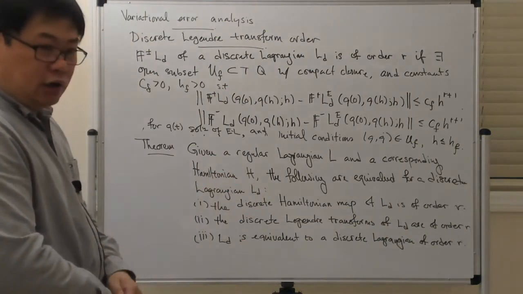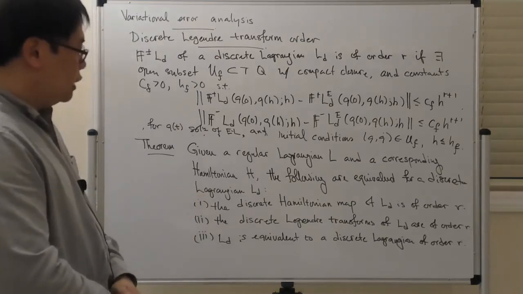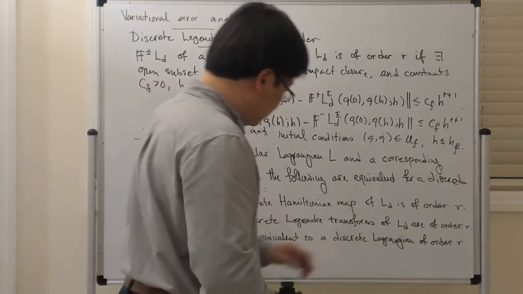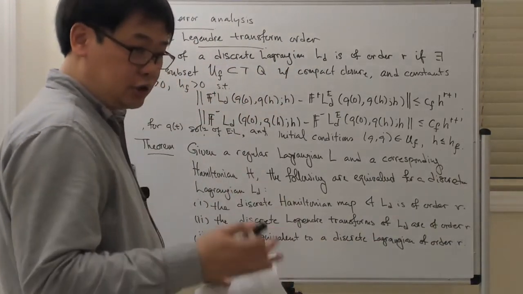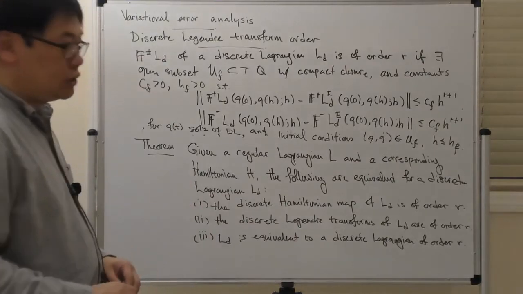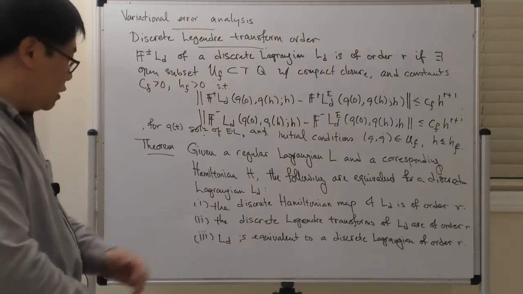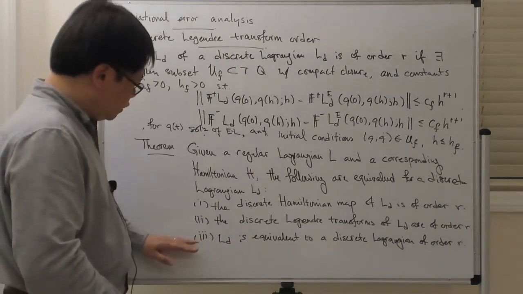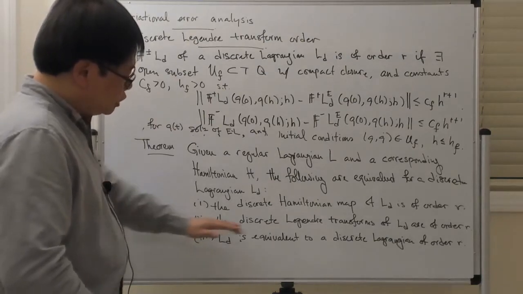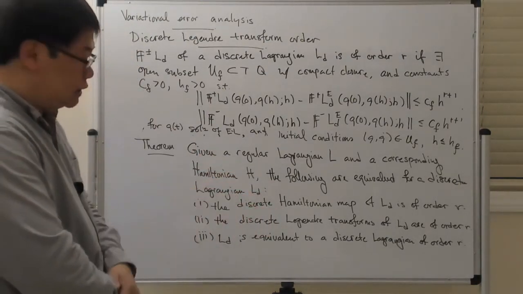In any case, if LD is equivalent to a discrete Lagrangian of order R, then one direction of the argument is fairly straightforward. Going from here to here to here is relatively straightforward. It more or less has to do with the fact that if LD approximates the exact discrete Lagrangian to this order of accuracy, then because the discrete Legendre transforms are defined in terms of derivatives of the discrete Lagrangian, that approximation statement implies something about the approximation of the discrete Legendre transforms, and having the same order.